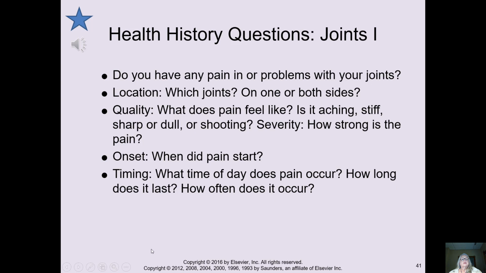And here where it says, is you're describing the pain, don't describe it for them first. You wait for them to describe it, and if they're having difficulty giving you a specific feeling, then you can say, well, is it stiff or sharp or dull or shooting? But you wait for that. And severity, how strong is the pain on a scale of 1 to 10? When did it start? What makes it worse? What makes it better?